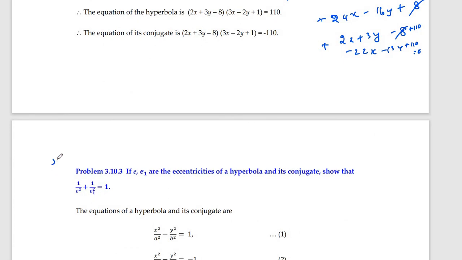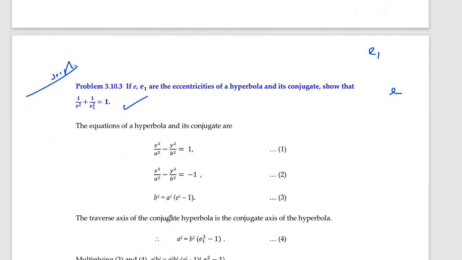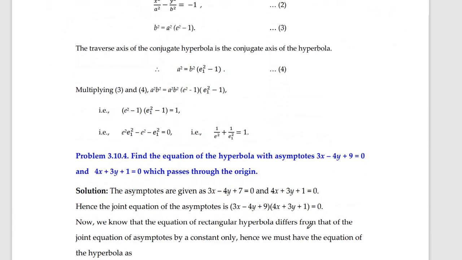Now this is a problem asked in section A. If e and e1 are the eccentricities of a hyperbola and its conjugate, then we have to prove some result. Now the equations of the hyperbola and its conjugate are known, and they are given by equations 1 and 2. Now the transverse axis of the conjugate hyperbola is the conjugate axis of the hyperbola and vice versa.